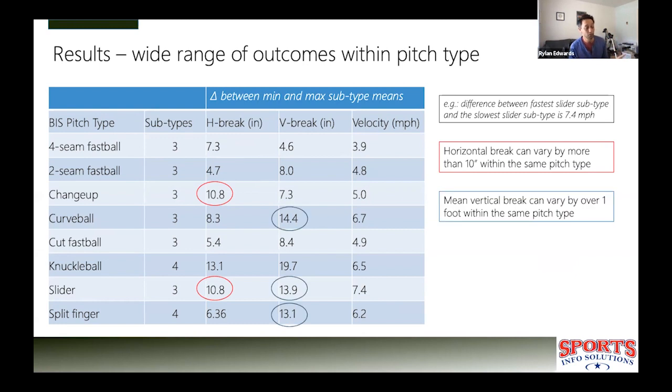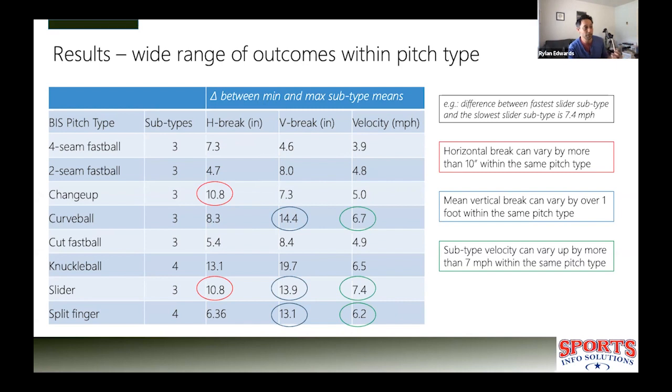If you look at vertical break, the differences are even larger. It's over a foot for a curveball between the curveball with the most drop and the curveball with the least. And then from a velocity standpoint, we're looking at anywhere between 4 and 7.5 miles per hour differences. And that's just within a single pitch type.